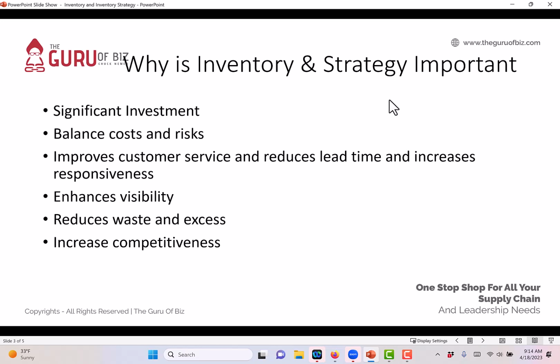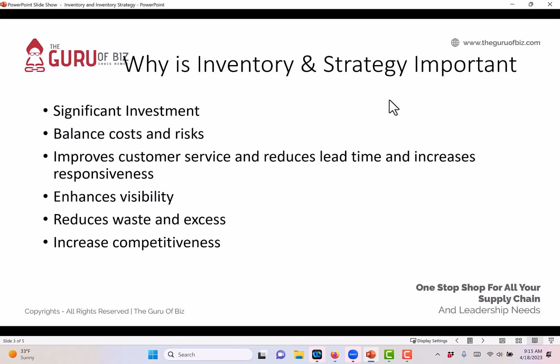Effective inventory management also can reduce lead times and improve our responsiveness to customer demand and get us faster delivery times. Inventory management can also enhance our visibility across the supply chain, allowing the business to identify issues and opportunities for improvement within the supply chain to make the supply chain better.